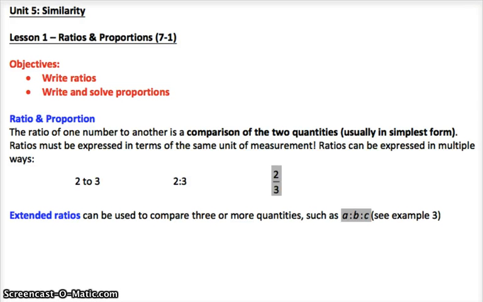All right, welcome to Unit 5, Similarity, which is basically Chapter 7 from your book. So again, like last unit, it should be pretty easy to follow, but we'll get into that when we get closer to the end. All right, so this first lesson is pretty much going to feel like algebra class.